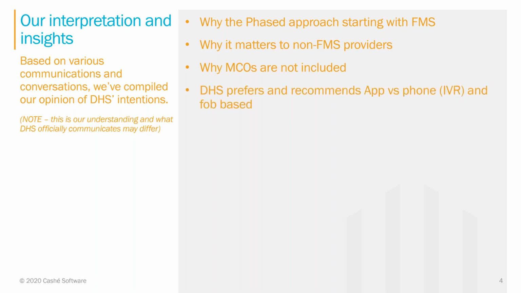Another anecdote that we heard in conversation is that DHS prefers and recommends the use of the app versus the phone, which is IVR, or a fob-based system. Again, this is a smart move by DHS, as the flexibility and capabilities of the app are much better than trying to use an IVR system. So if you're wondering which is the better method to use, DHS themselves is recommending an app-based method to send in visit information.